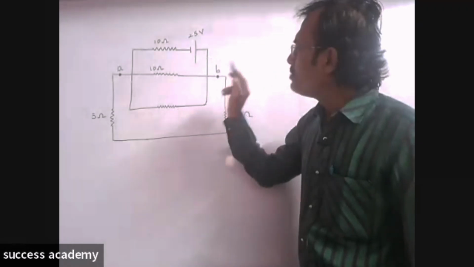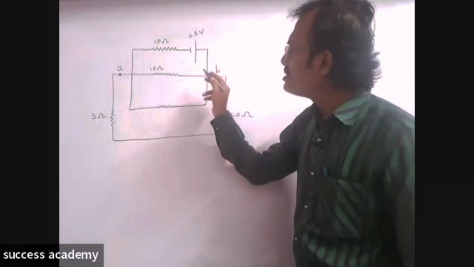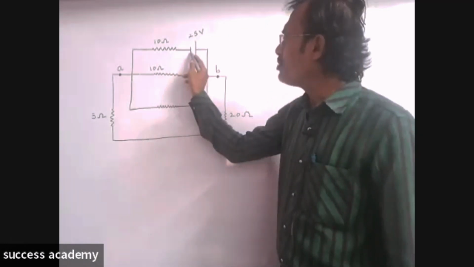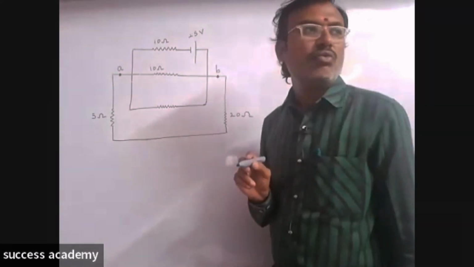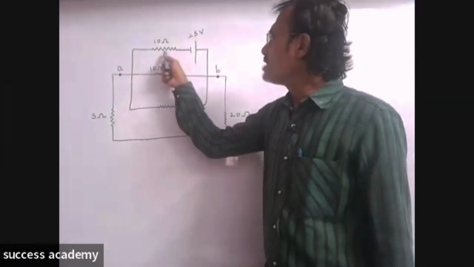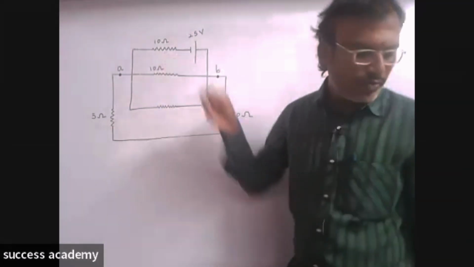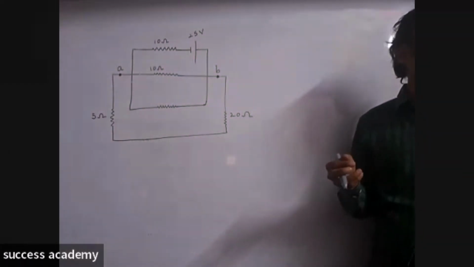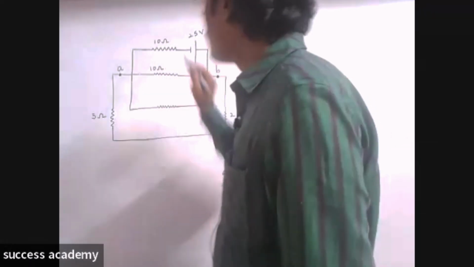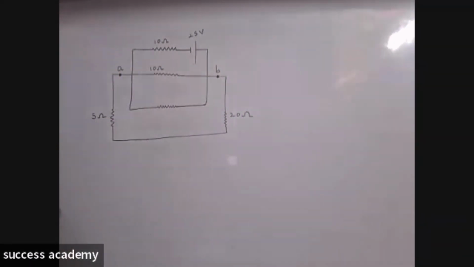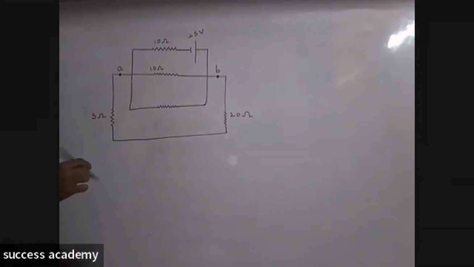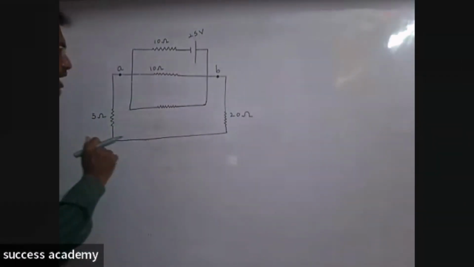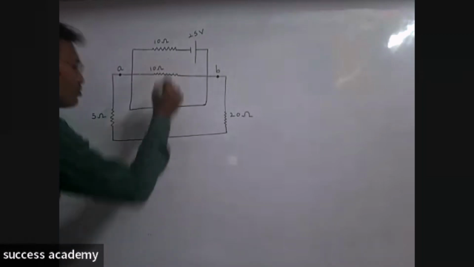To the cell, if any resistor is connected, so this 10 ohm resistor is connected to the negative terminal of the cell. It means this 10 ohm resistor is in series combination. Now listen carefully. To the cell, this 10 ohm resistor is in series combination. Now I am redrawing this like this. Observe carefully.